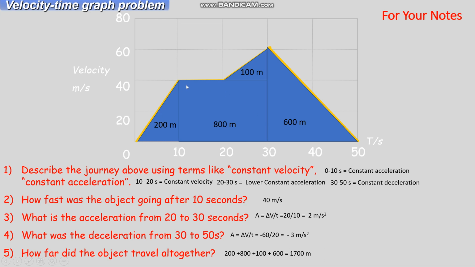So break the graph down into regular shapes whose area you can determine using the scales on the side here, and then add them all together. Please make sure that you've got a copy of that in your notes.